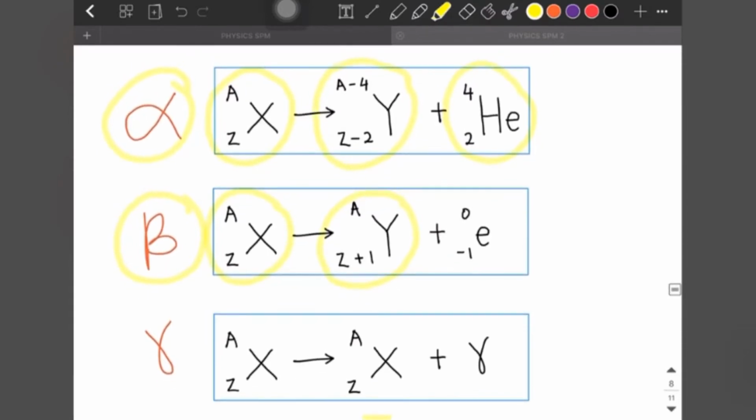And last but not least is the gamma particle. Gamma decay will occur when an unstable nucleus releases its excess energy in the form of gamma rays. The equation is simple. The initial element will not produce any new element because it will remain the same, only that it will release excess energy in the form of gamma rays.